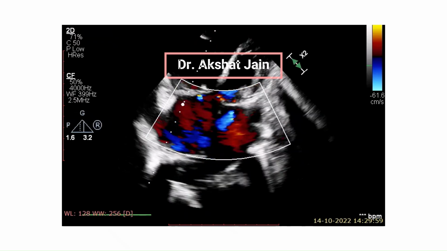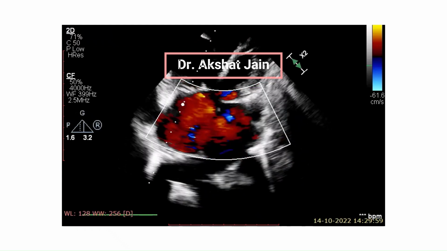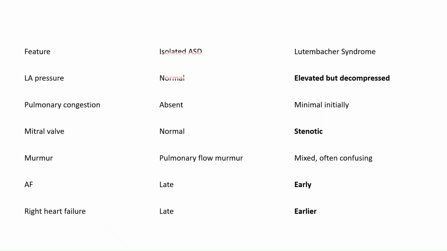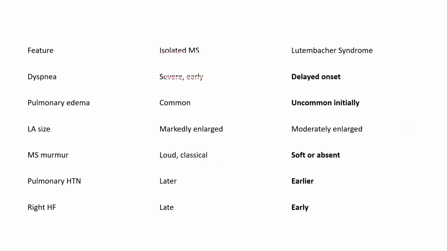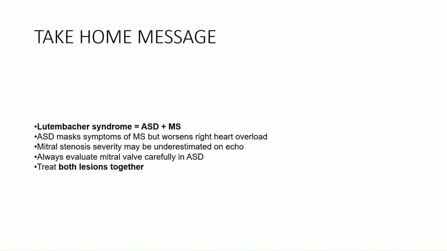So this was in brief about the atrial septal defect, mitral stenosis, and Lutembacher syndrome. And here is the table for reference. If you want, you can just go through it, pause and see. So this is the difference between isolated ASD and Lutembacher syndrome, and this is the difference between isolated MS and Lutembacher syndrome.